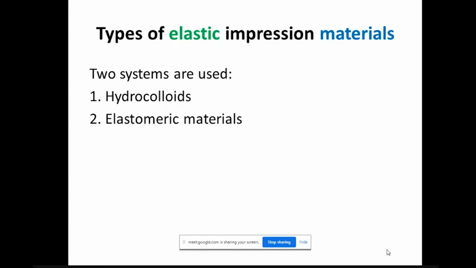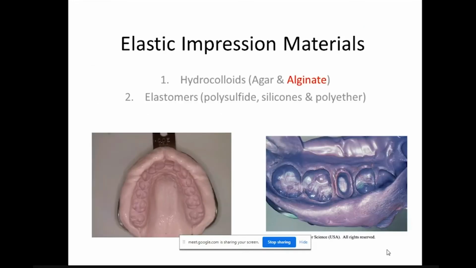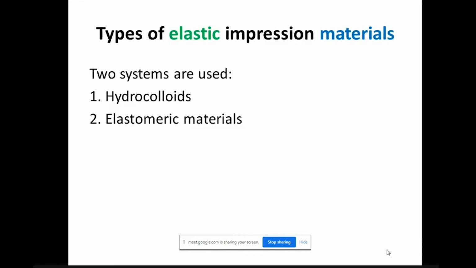Types of elastic impression material: two systems you can use, either hydrocolloid or elastomeric material. By the way, what do you mean by hydrocolloid? Those are materials that react in the presence of water. It is an elastic material. While an elastomeric material reacts without the presence of water in the reaction.